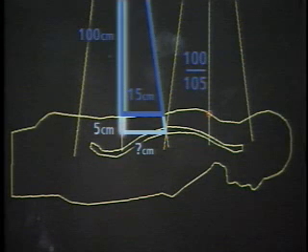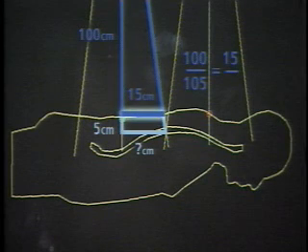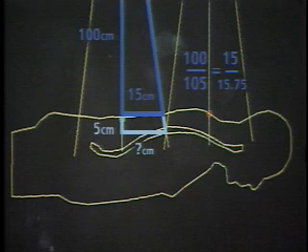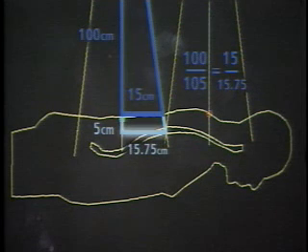100 is to 105, as 15 is to the missing length on the spinal cord. The answer is 15.75. The length is longer by 0.75 centimeters.